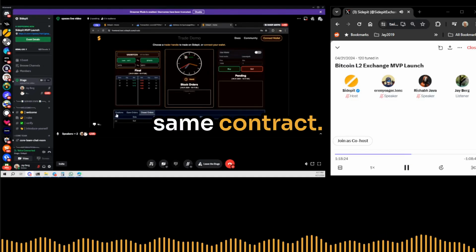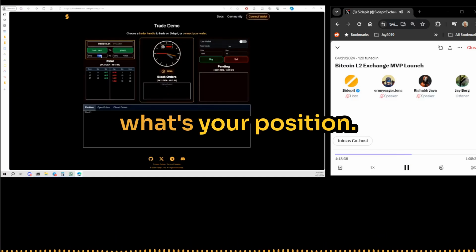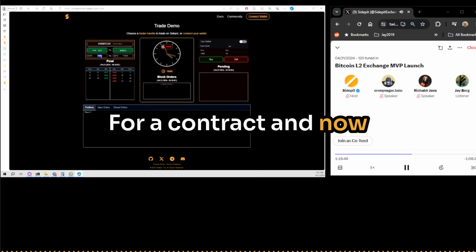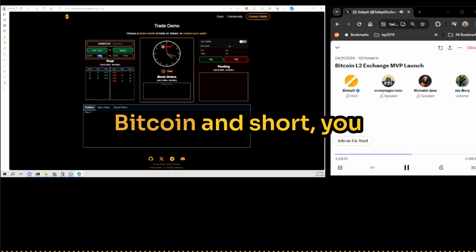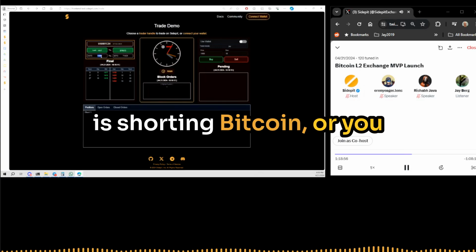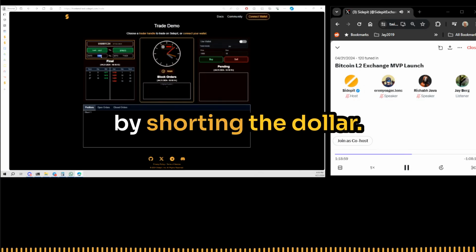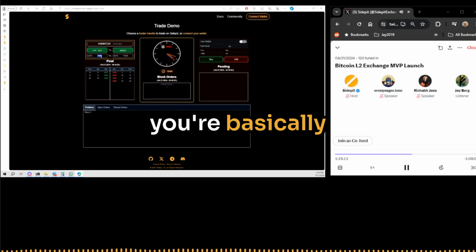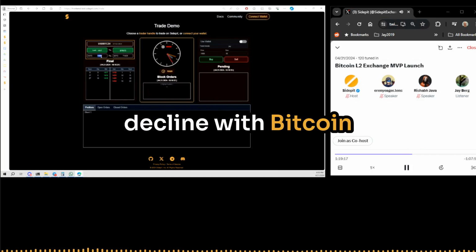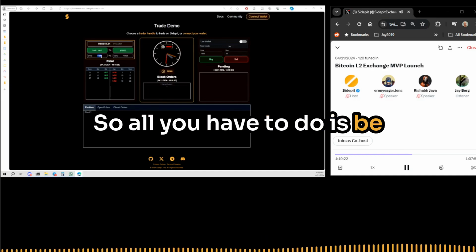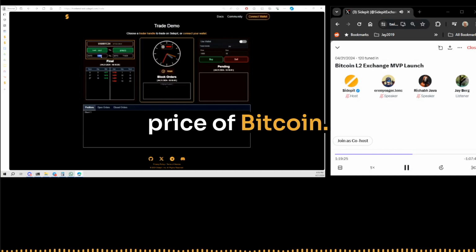So BitMEX has the same contract. Eventually, traders are going to know what's your position. Every tick is 10,000 satoshis per contract. And now you could take your Bitcoin and buy the dollar, which is shorting Bitcoin, or you could take your Bitcoin and leverage Bitcoin by shorting the dollar. And you don't need a bank account. You don't need anything. You're basically speculating on Bitcoin with Bitcoin in a way where you can't get manipulated.